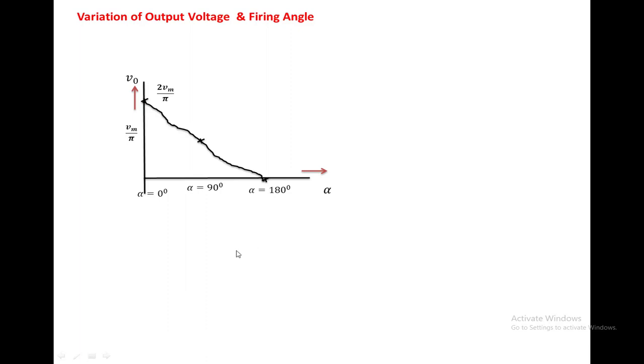From this we can say that the single phase semi-converter with continuous load current gives only one quadrant operation. That is, we can operate the RLE load as a motor only. We can't apply any braking.